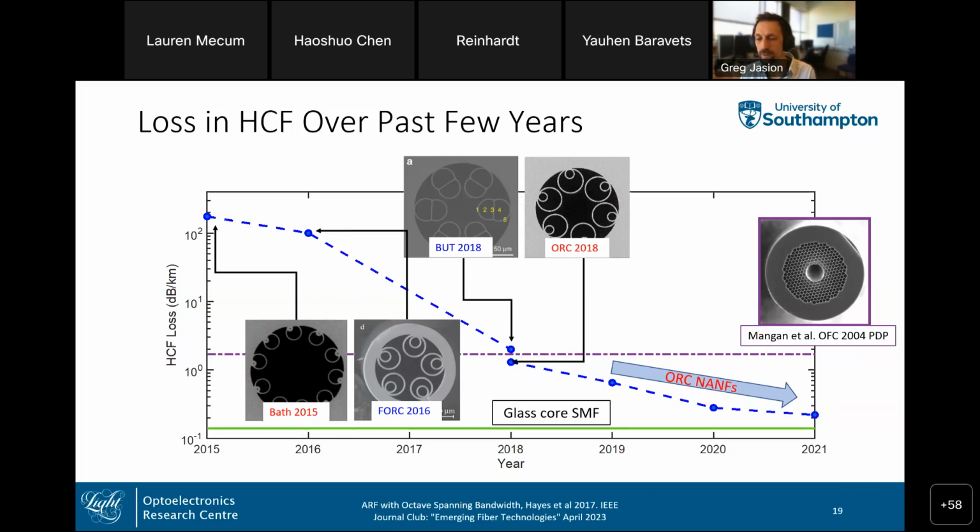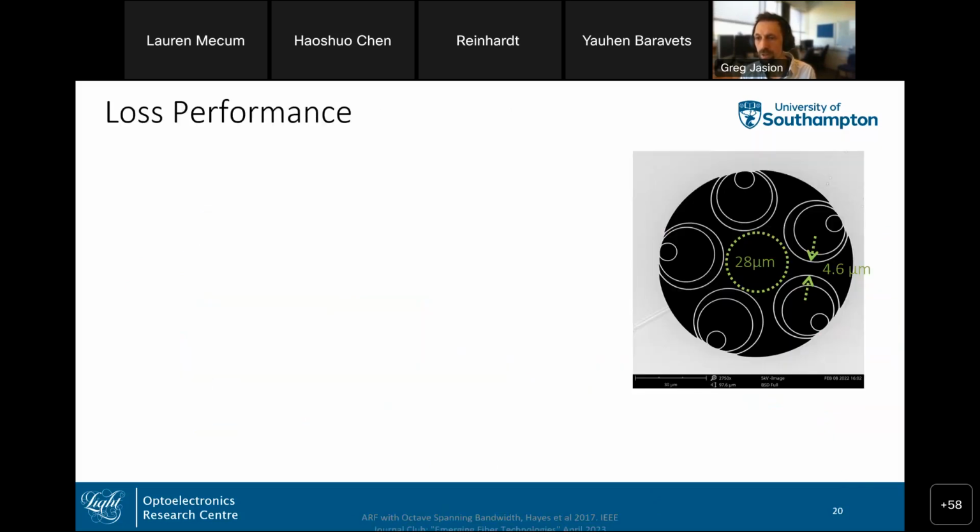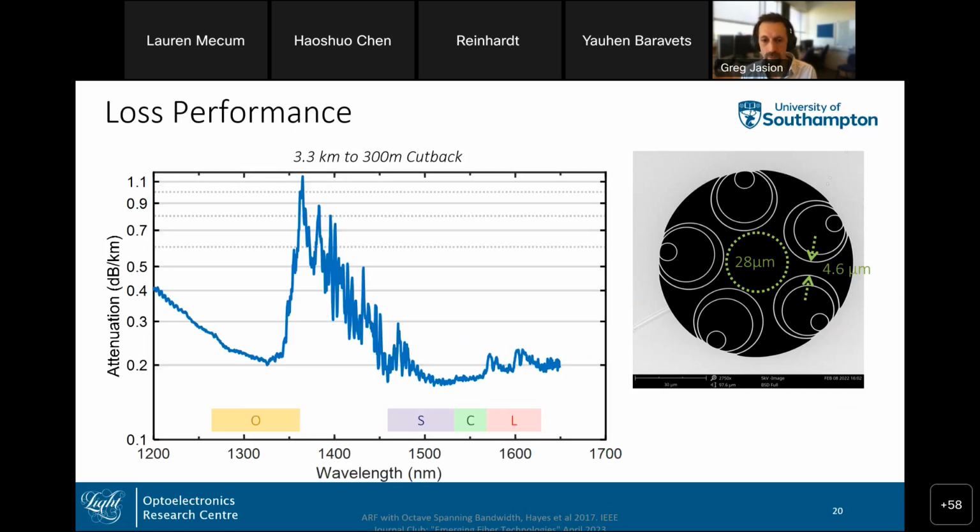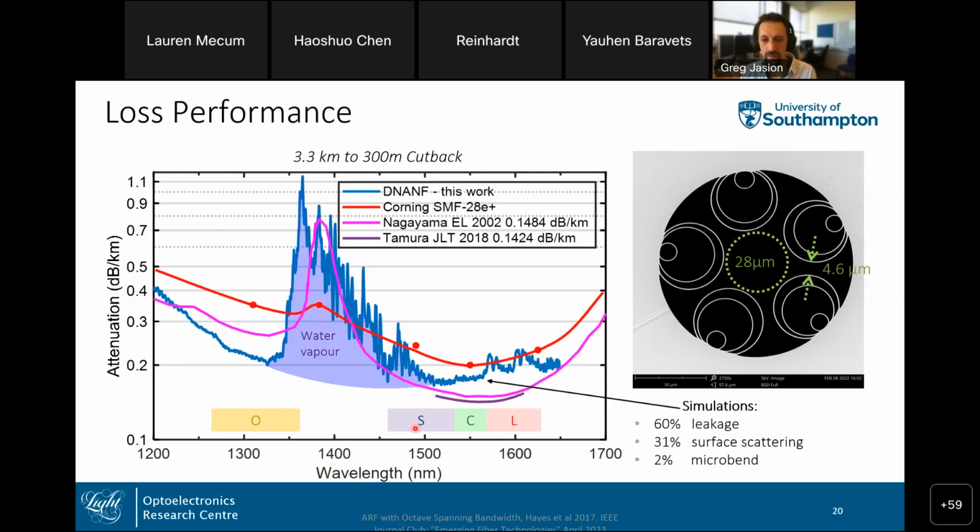Until 2022, when we published our DNAMP paper. And this one has loss that is less than the classic 0.2 dB per kilometer of SMF in the S and the C band, and comparable with some of the highest performing single mode solid fibers. More to be published on this from us.